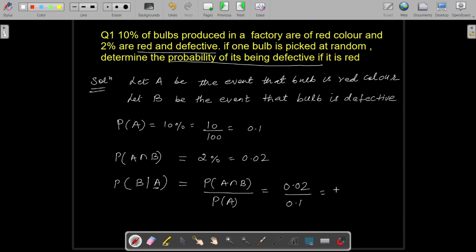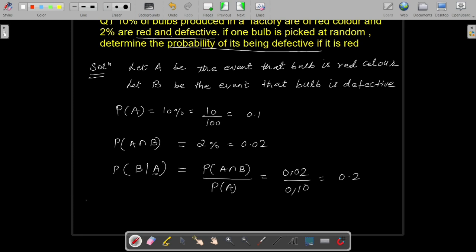So it will be how much? Let's calculate it. So it is 0.2. Okay. So you will write the probability of bulb being defective if it is red is 0.2.